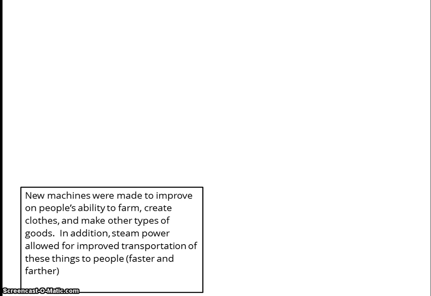Next step, new machines were made to improve on people's ability to farm, create clothes, and make other types of goods. In addition, steam power allowed for improved transportation of these things to people. So, in other words, steam power allowed people to move things faster and further.